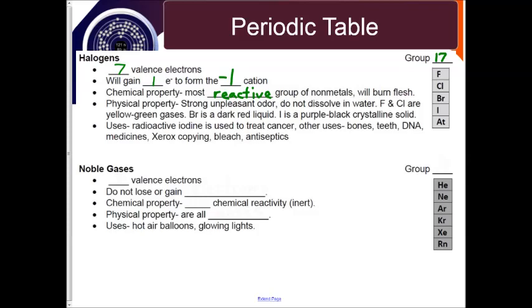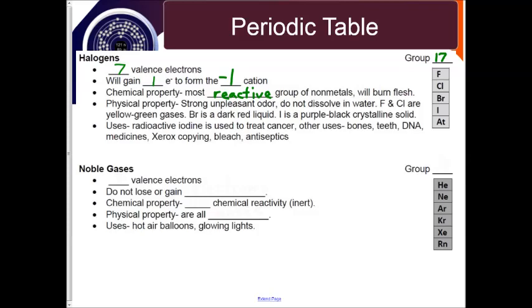Fluorine and chlorine are yellow-green gases, and if you know anything about history, chlorine gas has been used in wars and outlawed for many reasons. Bromine is a dark red liquid. Iodine is a purple-black crystalline solid. Now, in terms of uses, we can use small amounts of radioactive iodine to treat cancer, and we can also use this stuff to help bones, teeth, DNA, medicines, Xerox copying, bleach, and to make antiseptics.